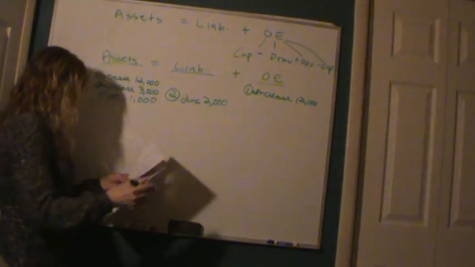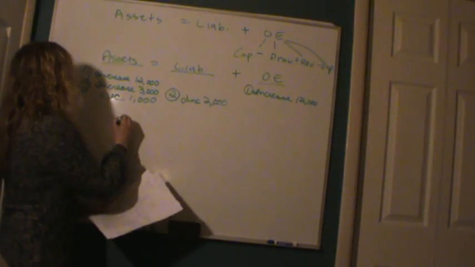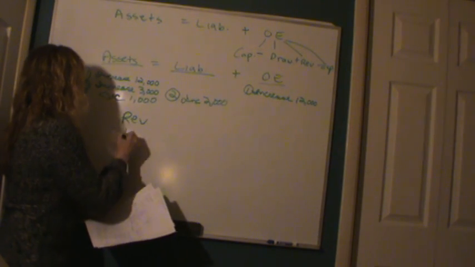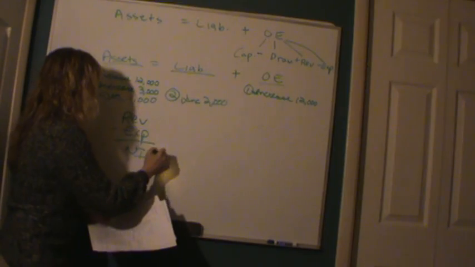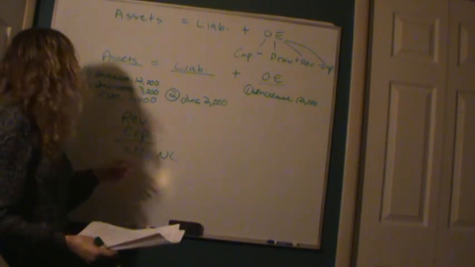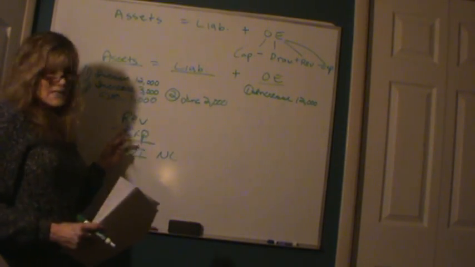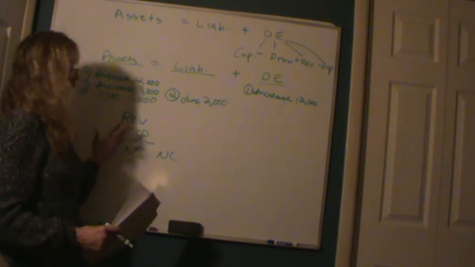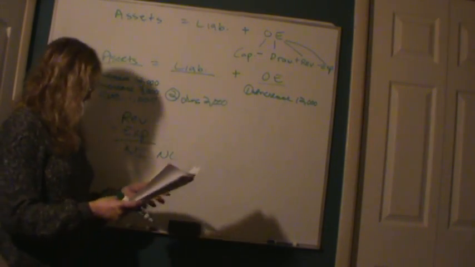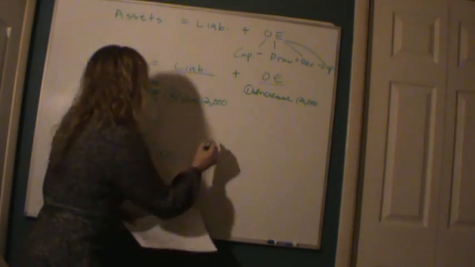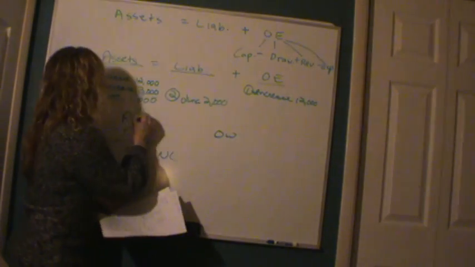Your income statement is revenues minus expenses. That's all it is. And that will give you either net income or net loss. If your revenue exceeds your expenses, you will have net income. If your expenses exceed your revenues, you will have a net loss. So that's our income statement.